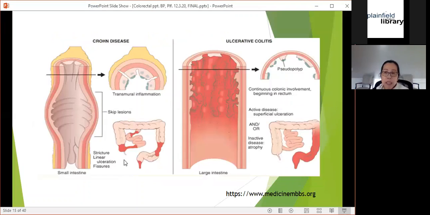Next, please. The left picture of this slide shows Crohn's disease, illustrating transmural inflammation, skip lesions, strictures, linear ulceration, and fissures. The right picture shows ulcerative colitis, illustrating pseudopolyps and continuous colonic involvement, which begins in the rectum. The active disease shows superficial ulceration, while inactive disease shows atrophy. Next.